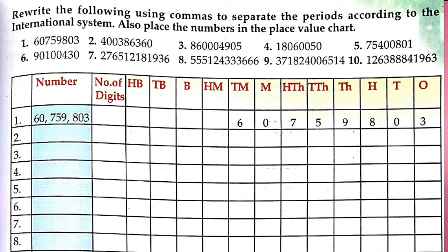In the ones place we have to write 3. You see the picture, in the ones place we write 3. In the tens place 0, hundreds place 8, 10,000s place 9, 10,000s place 5, 100,000s place 7, millions place 0, 10 millions place 6. Okay, you can do this.